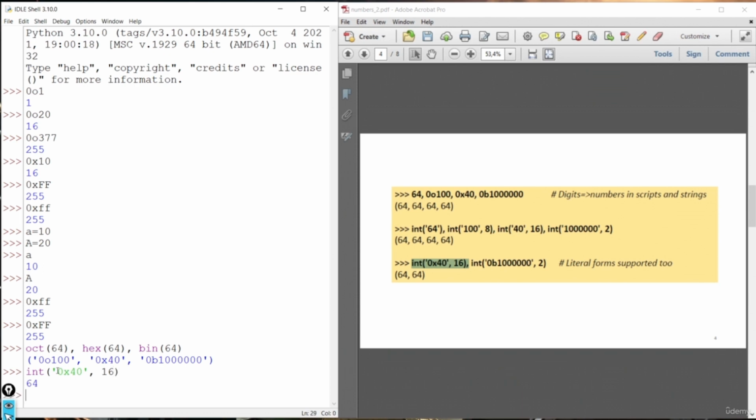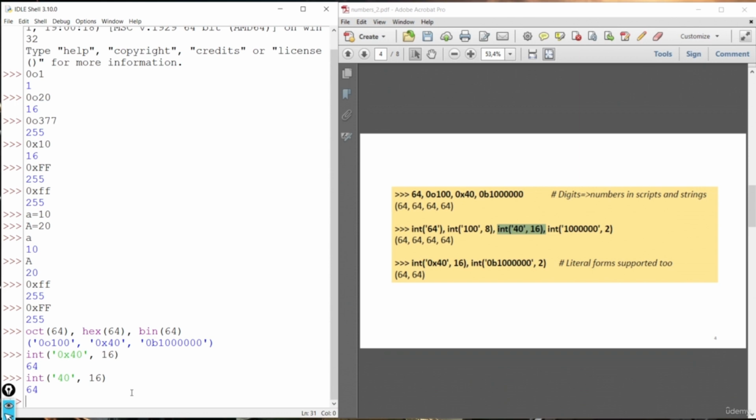Okay, this is a hexadecimal number. It is converted to decimal. The result is 64. The same hexadecimal number can be expressed without using its prefix, like this, 40, and this is the base. Okay, the result is 64 again.